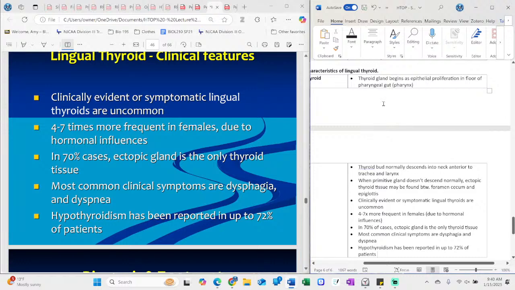And in about 97% of the cases, the ectopic thyroid is the only thyroid tissue they have. Up to 70% of these patients have been reported to have hypothyroidism. So it is believed that the ectopic lingual thyroid is a reactive or secondary phenomenon to the hormonal hypofunctioning of the thyroid gland. The most common symptoms in patients who have symptoms with these are dysphagia and dyspnea.